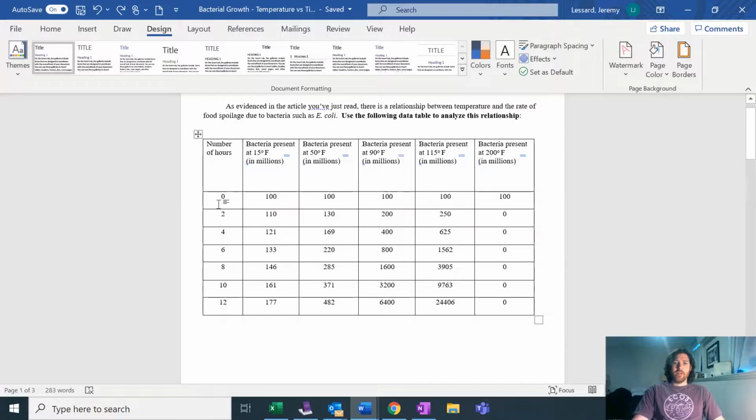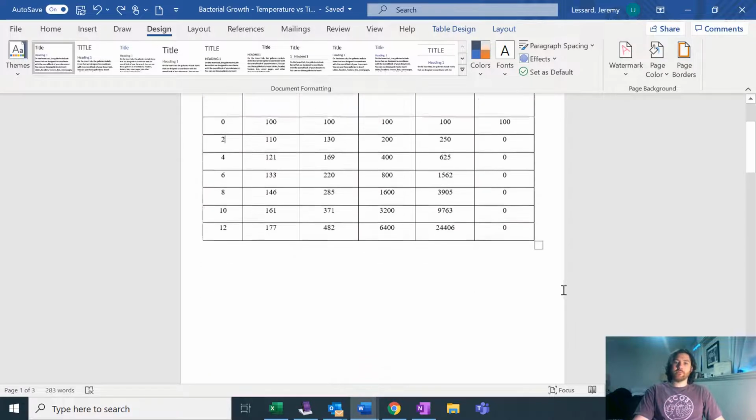You can see that at 0 hours, every sample of bacteria starts out with the same amount, 100 million bacteria, which in terms of bacteria, that's actually not a lot. As we go on in time, those numbers change, and they change at different rates. And so we're going to be plotting these as points on a graph. And I've already gone ahead and plotted these points for the bacteria present at 15 degrees. And I'm going to go ahead and show those to you.